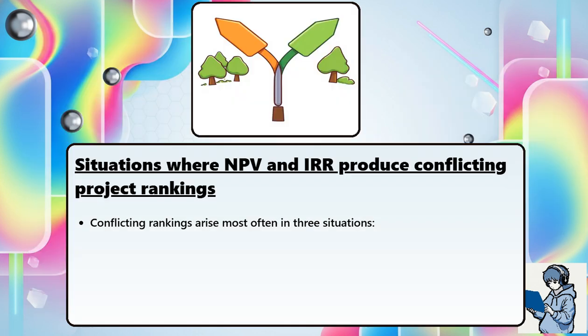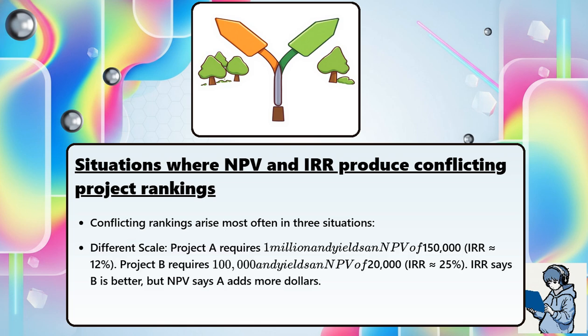Conflicting rankings arise most often in 3 situations. Different scale: Project A requires $1 million and yields an NPV of $150,000, IRR approximately 12%. Project B requires $100,000 and yields an NPV of $20,000, IRR approximately 25%. IRR says B is better, but NPV says A adds more dollars.